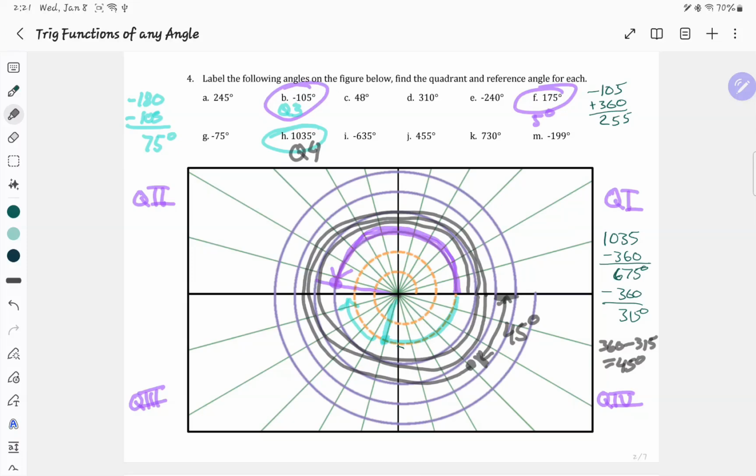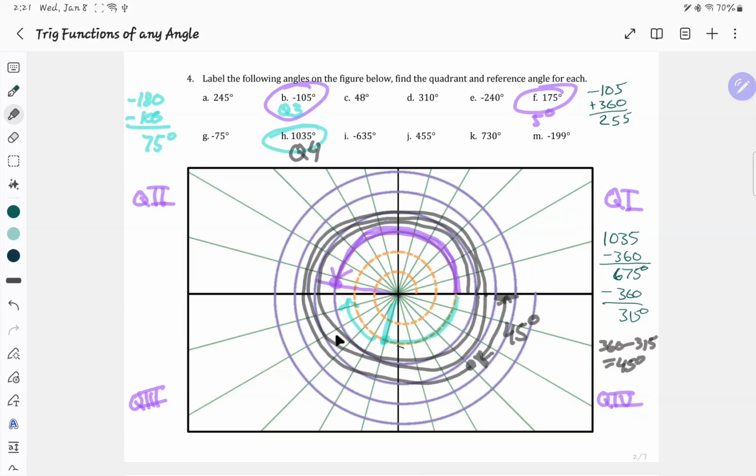So as you go through some of these, finding the reference angle, finding the quadrant, a lot of it will break down into, if it's a really big number like that 1035, break it down into something smaller and deal with that. The negative angles, you can always add 360, get it somewhere between 0 and 360, and just try to find how far away am I from that x-axis.